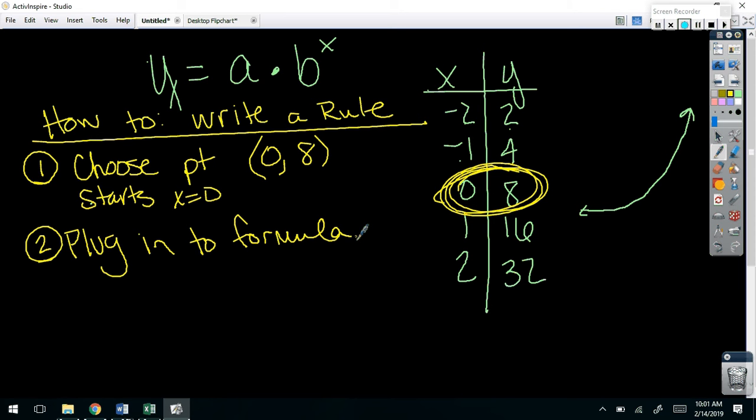Remember, our formula is y equals a times b to the x. So what is y? I'm using this point. That's right. 8 equals a times b. What is x? 0. Good job, y'all.